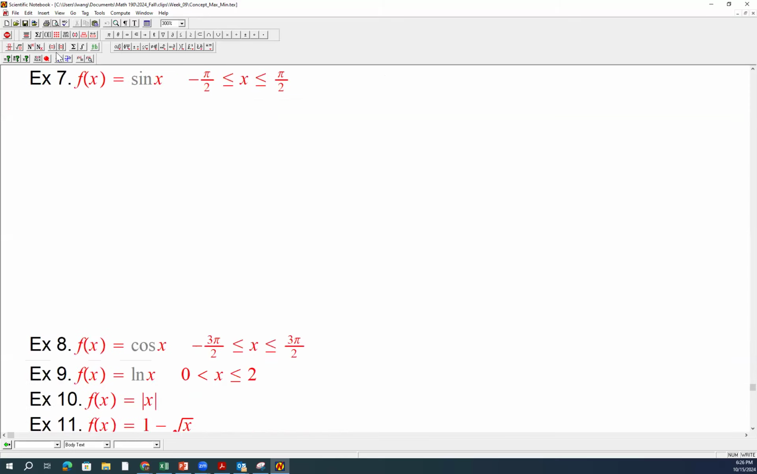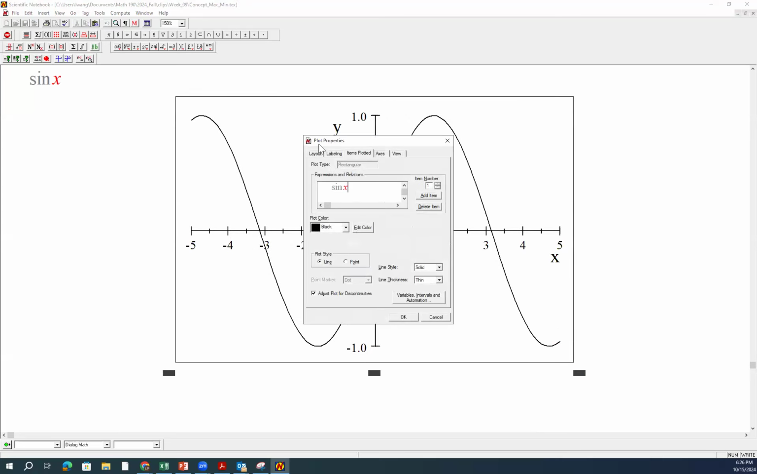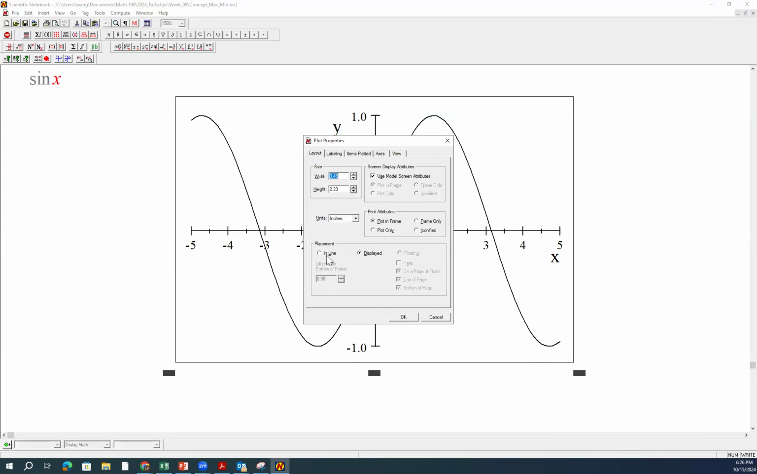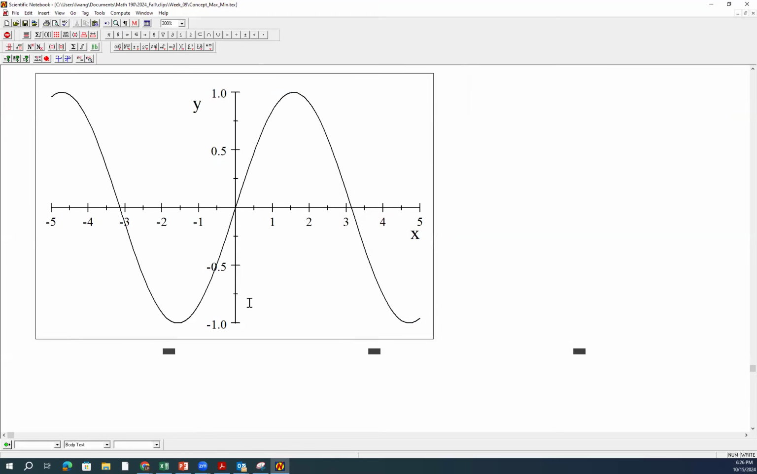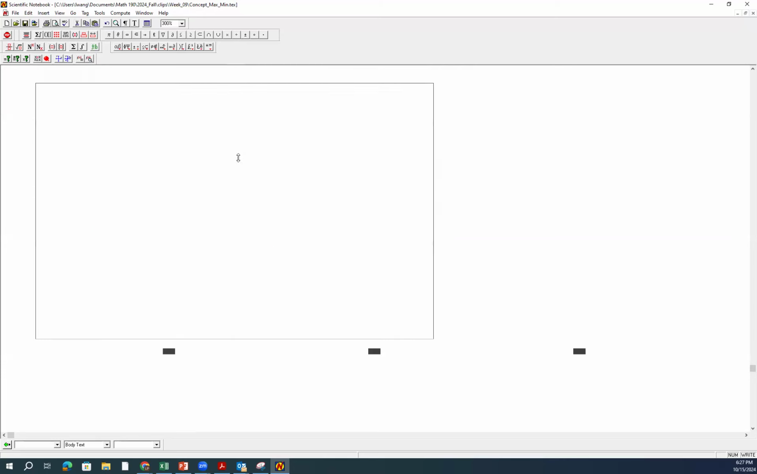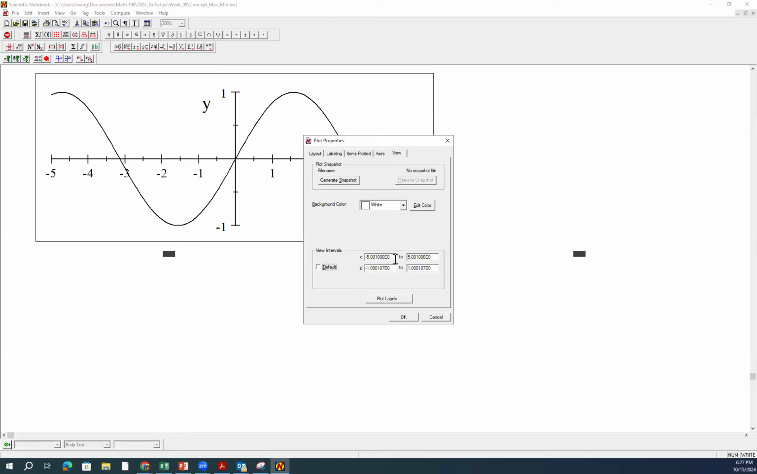Okay, so I'm going to redraw the picture. Sine x. We draw the picture. We're only going to look at from negative pi over 2 to pi over 2. And because these 2 points are included, it's a closed interval. So let me just make an adjustment.